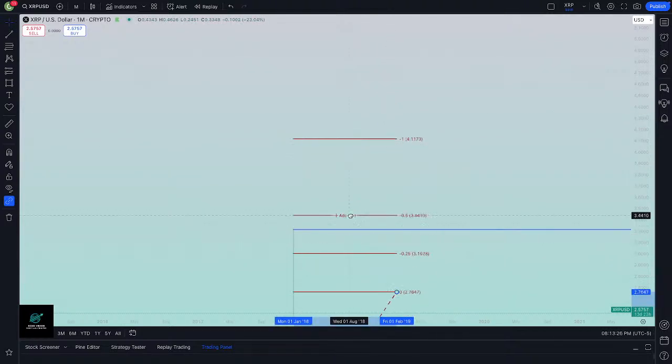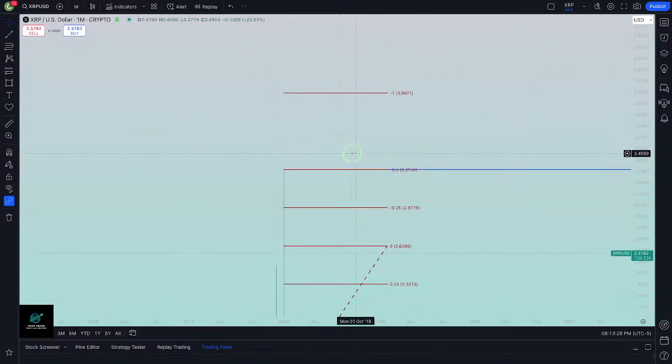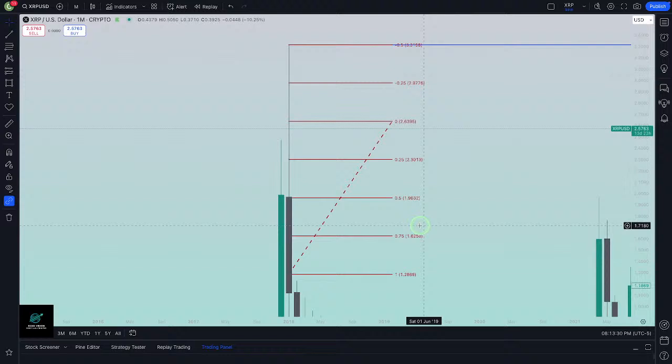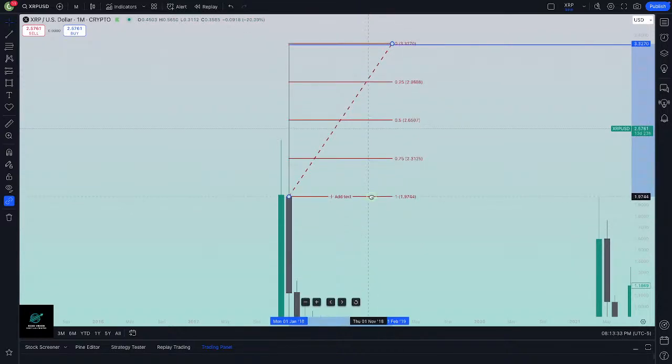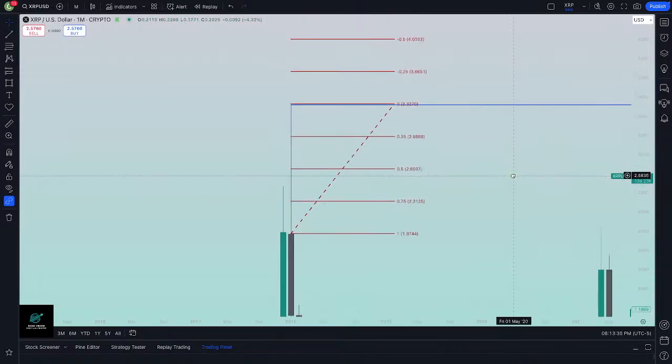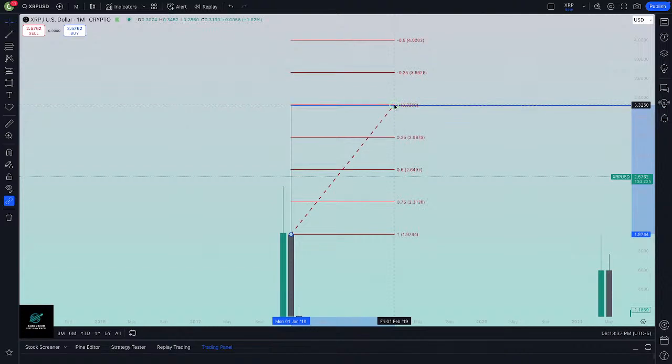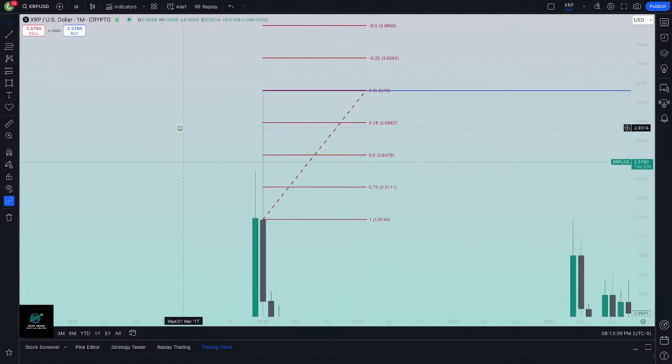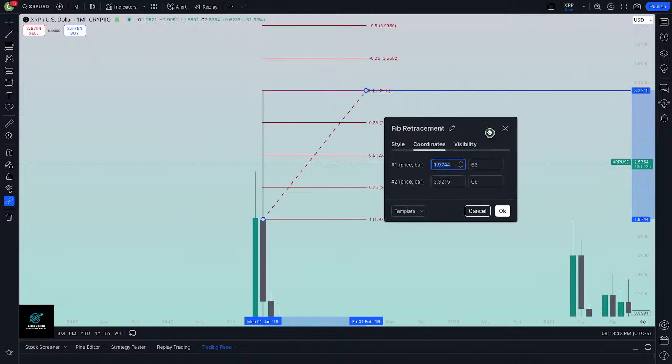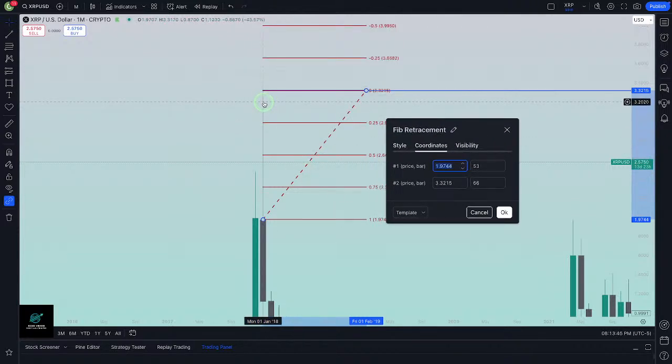So I have to show y'all that on another day, how to project price. But right now, what I'm using it for is to measure the half of this wick. I want to divide this wick in half right here. I'm gonna get the coordinates to calibrate it. I want to get the high. The high is 331.70.